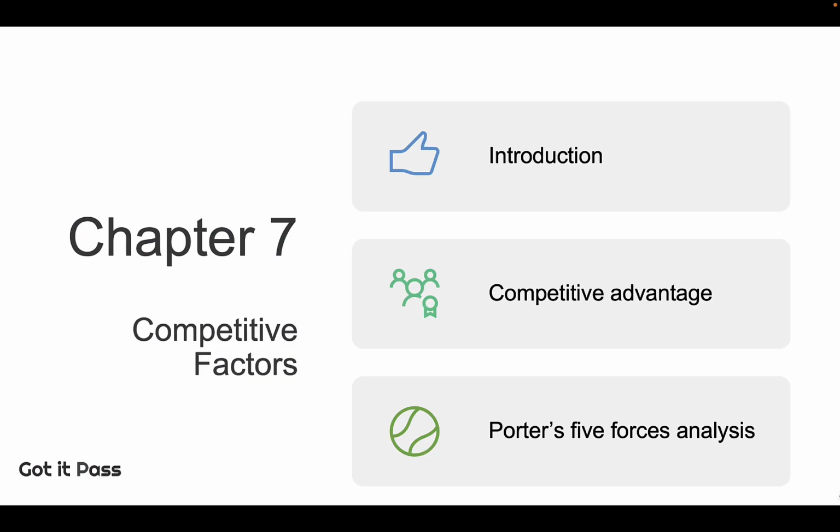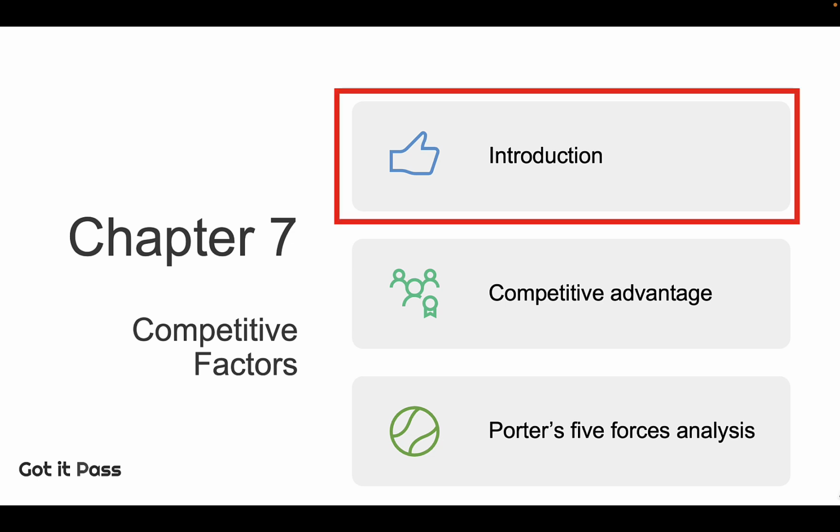Chapter 7 Competitive Factors. In this chapter, we have 6 topics to discuss, and in this class, we focus on the first 3 topics. Firstly, we introduce what competitive factors are, followed by a discussion on competitive advantage. And the last part of this class is to share with you Porter's 5 forces analysis. So let's begin with the introduction.